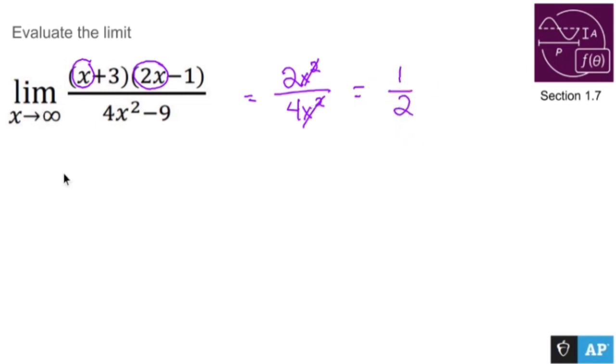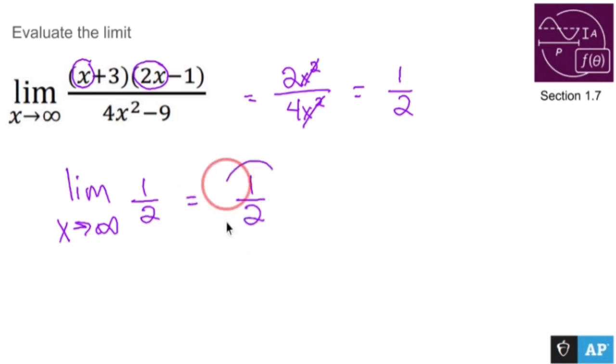Now that I have that, I can say the limit as x approaches infinity of 1/2. What I'm going to do now is plug infinity into x. Well, wait a minute. There is no x. So there's no infinity for me to plug in. So since I'm not plugging in anything, I'm just going to get 1/2.